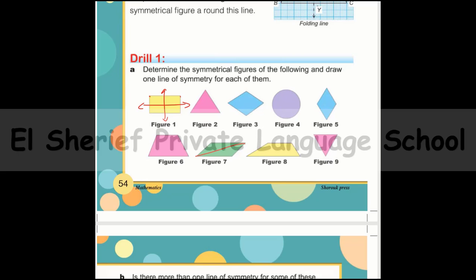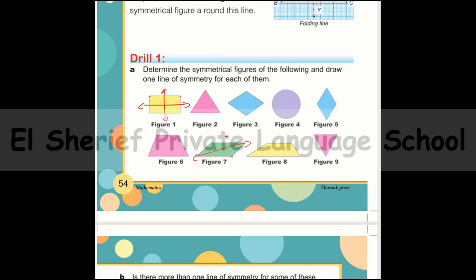But here, if we divide the parallelogram from this part, and if we fold it so this point becomes here, we can't fold the figure around this line. So the parallelogram hasn't any line of symmetry, or has zero lines of symmetry. So some figures have zero lines of symmetry, some figures have one line of symmetry, and some figures have more than one line of symmetry.